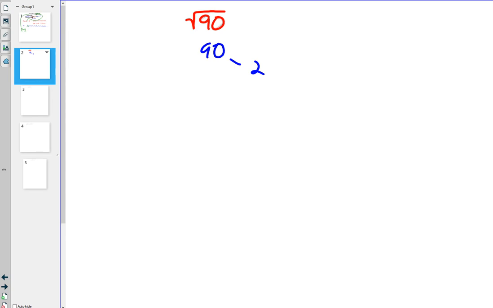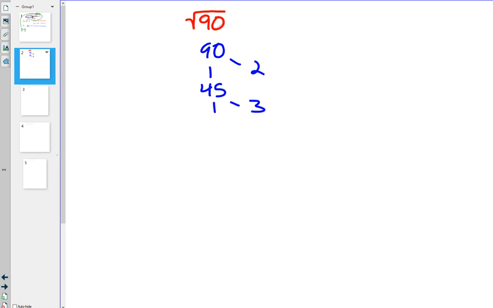What is 90 divided by 2? 45. 45 is not prime, so I know I have to keep on going. But it's also not even, so 2 is not going to work. And if it doesn't work, it's not going to work anymore. What's the next prime number? 3. If I can divide by 3, I do so. If not, I move on. If you don't know what 45 divided by 3 is, because it actually does work, put it in the calculator.